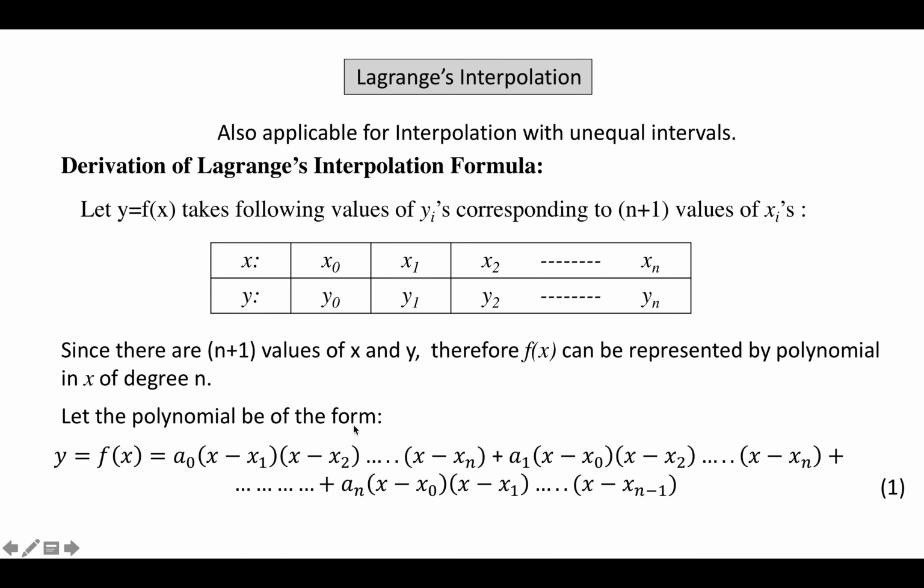Let the polynomial be of the form y is equal to f(x) is equal to a0 (x minus x1)(x minus x2) and so on up to (x minus xn) as the first term, plus a1 (x minus x0), then the (x minus x1) term is not here, then (x minus x2), and so on up to (x minus xn), plus, and so on, up to an (x minus x0)(x minus x1), and so on up to (x minus xn minus 1). So this is our first equation of the polynomial of nth order.